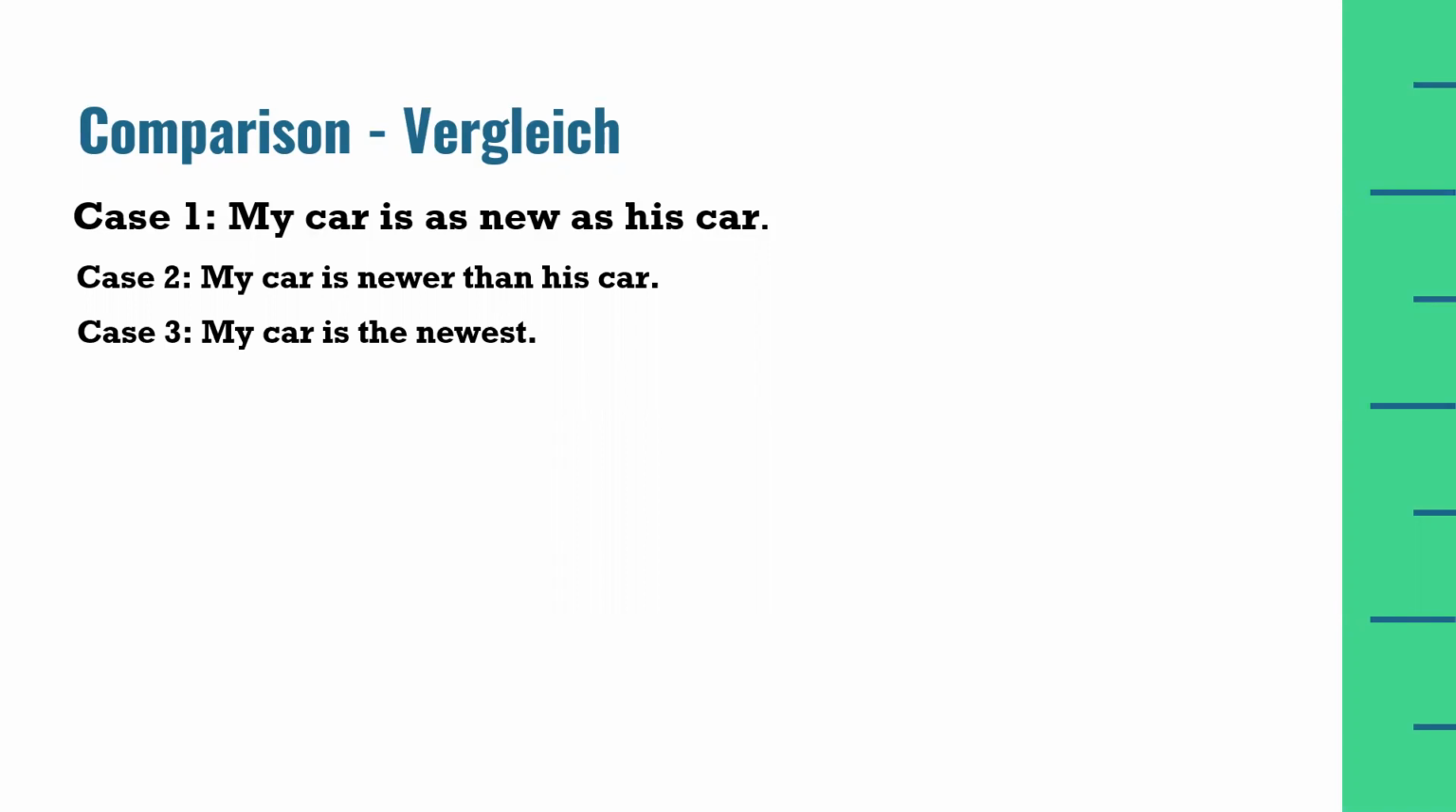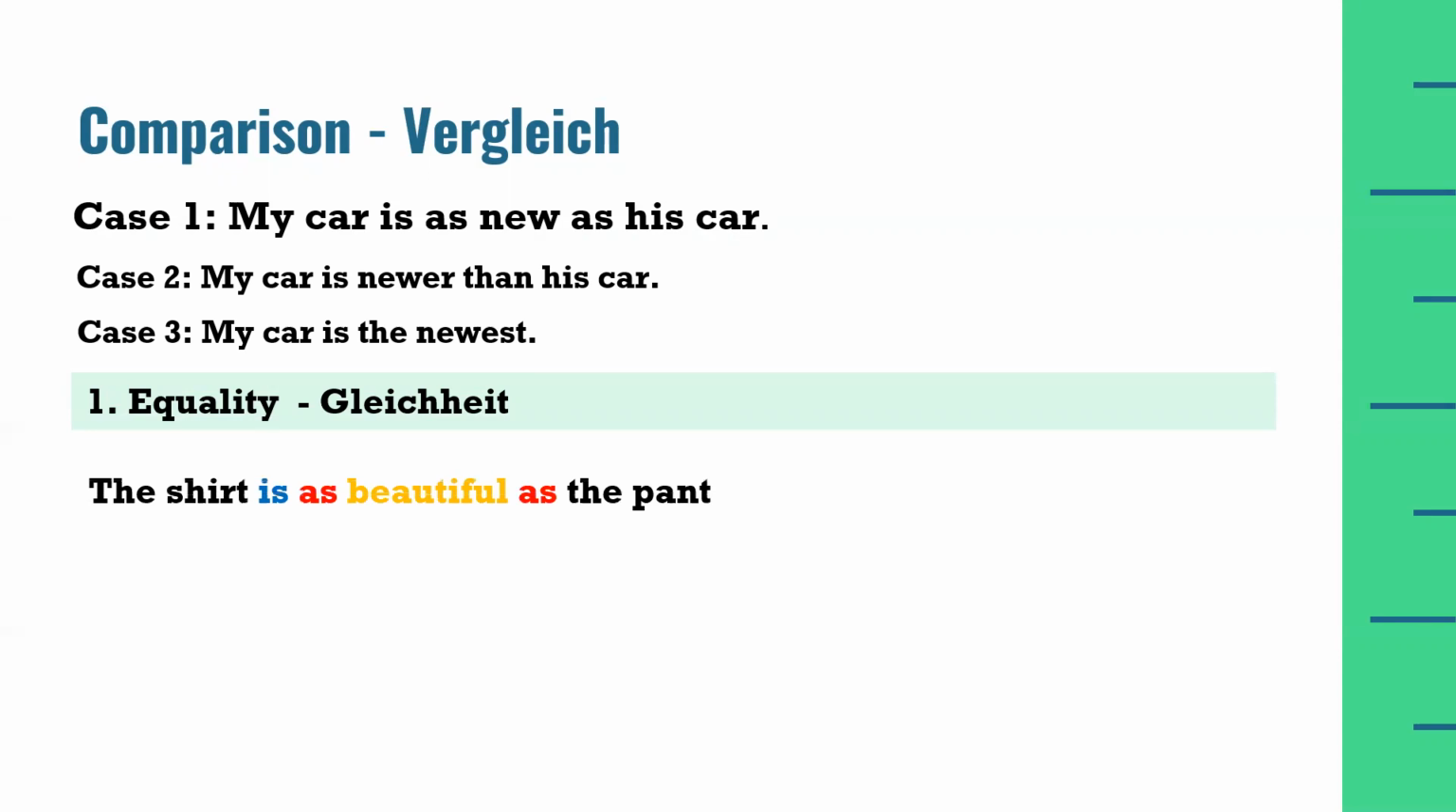So we see that there are different levels of comparison, and depending on the level, the adjective that we are using changes its form, and through this form we can identify which object is newer or older, depending on what property or what characteristic we are comparing. In this lesson we are going to cover the first case, which means that the properties of both objects that we are comparing are equal. So let's have a look at the example.